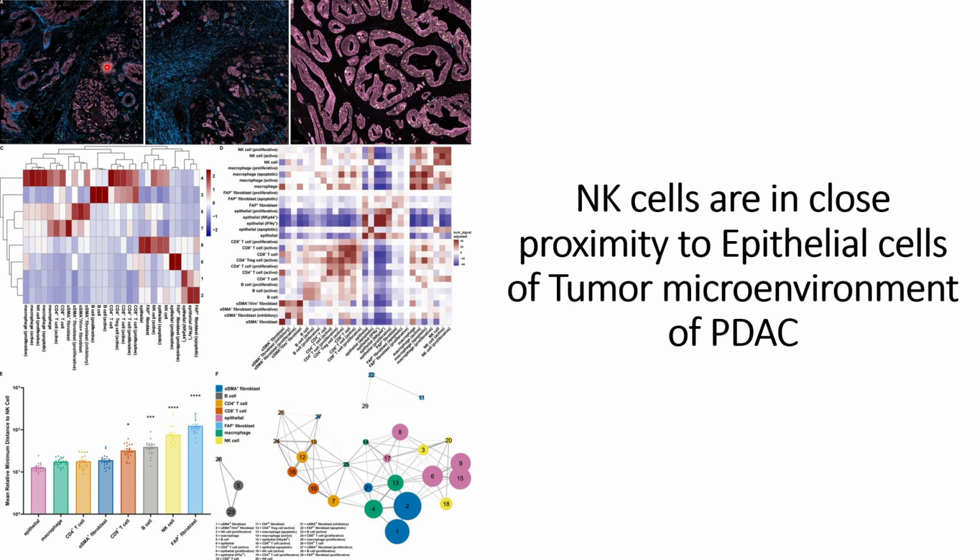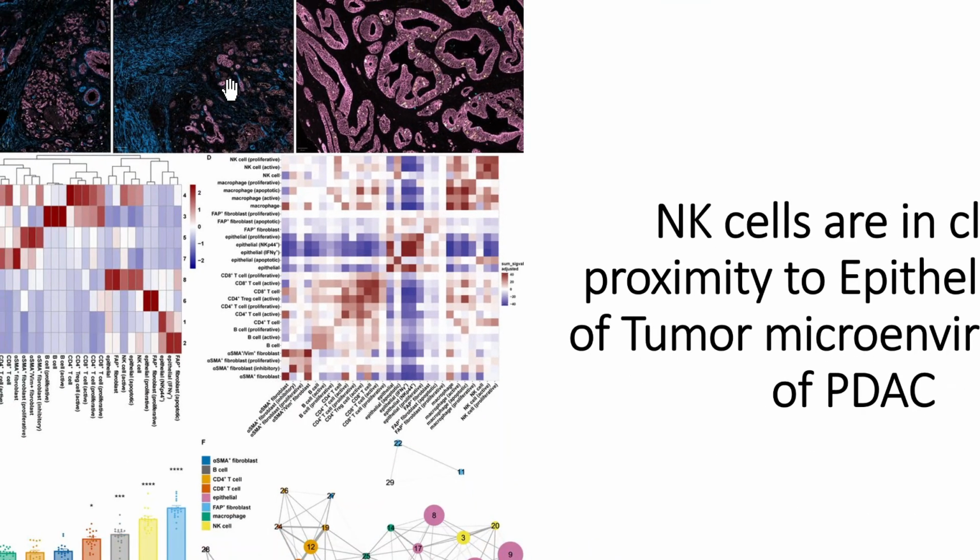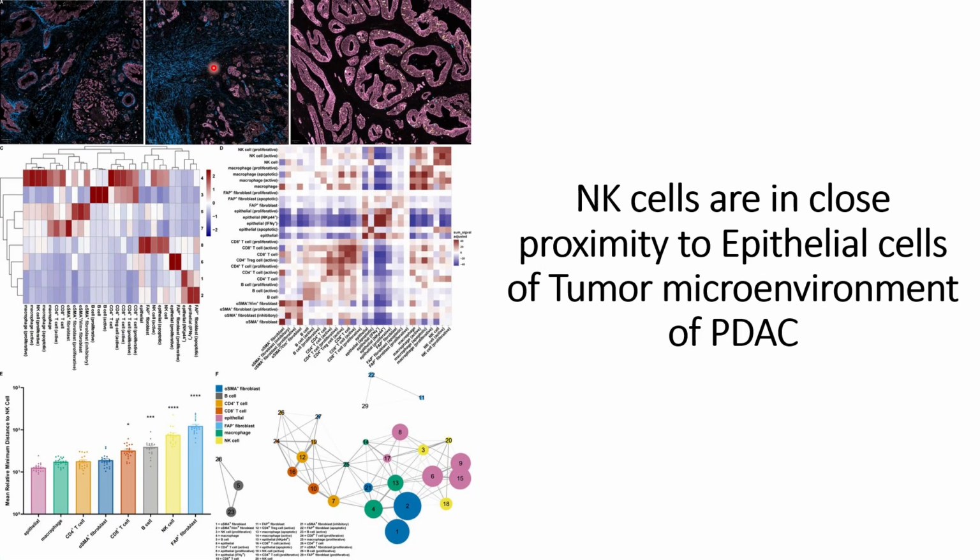Here we can see that the epithelial cells, and this is the pseudo image from the IMC, are shown in pink color and the yellow color is shown for NK cells. We can see that the yellow color seems to overlap with the epithelial cells, the pink color. So this indicates that epithelial cells seem to be in close proximity with the NK cells, or NK cells are present in the epithelial cells of the tumor microenvironment of pancreatic cancer.